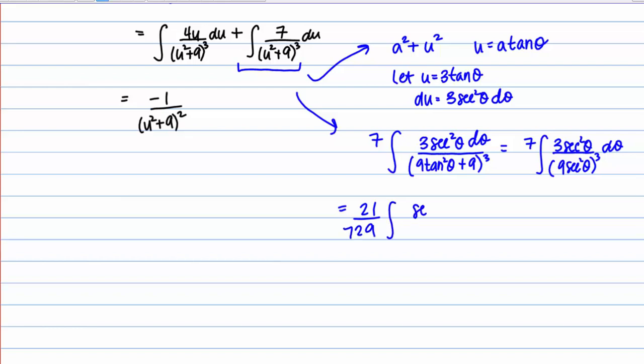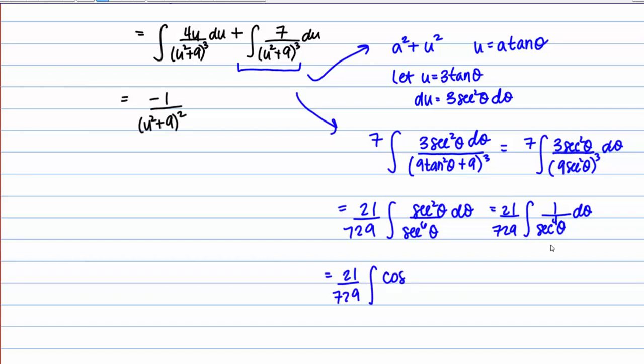And then inside I have still a secant squared of theta on top. On the bottom here, if I cube secant squared of theta, I'm going to have secant to the 6th of theta d theta. So this gives me 21 over 729 times the integral of 1 over secant to the 4th of theta d theta. Now remember that 1 over secant is the cosine, so I can write this as 21 over 729 times the integral of cosine to the 4th of theta d theta.